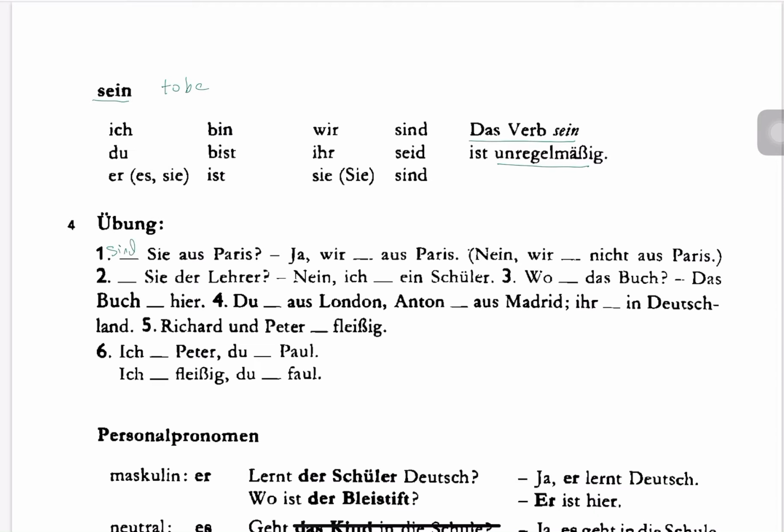Sind Sie aus Paris? Are you from Paris? Ja, wir sind aus Paris. Yes, we are from Paris. Nein, wir sind nicht aus Paris. No, we are not from Paris. Sind Sie der Lehrer? Are you the teacher? Nein, ich bin ein Schüler. No, I am a student. Wo ist das Buch? Where is the book? Das Buch ist hier. The book is here.